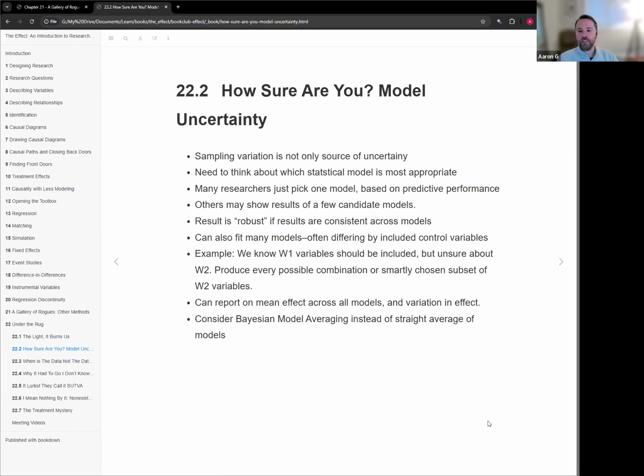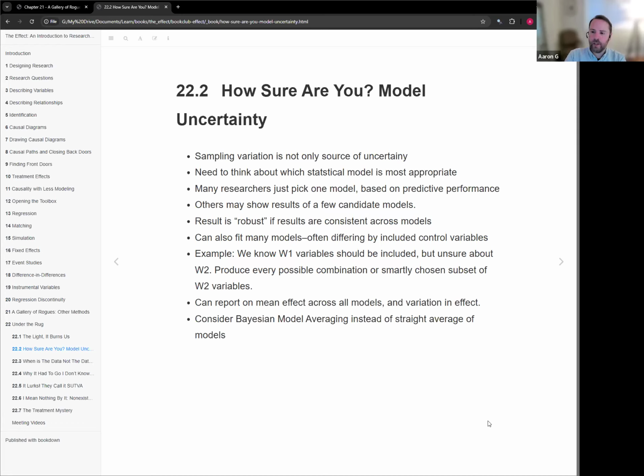The first of which is model uncertainty. When we talk about uncertainty in our models, we typically focus on the sampling variation. If you're talking about a linear regression model, we tend to focus on that error term or maybe the uncertainty in your coefficients. But oftentimes we fail to think about additional sources of uncertainty, which is, well, was my model right to begin with?